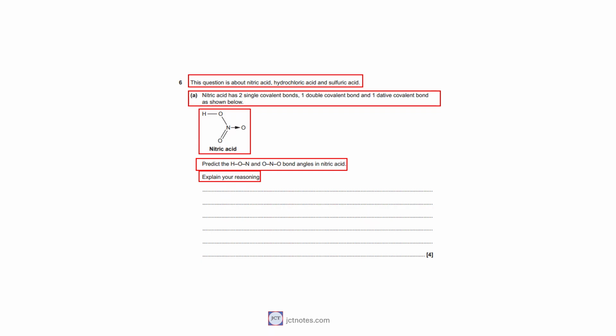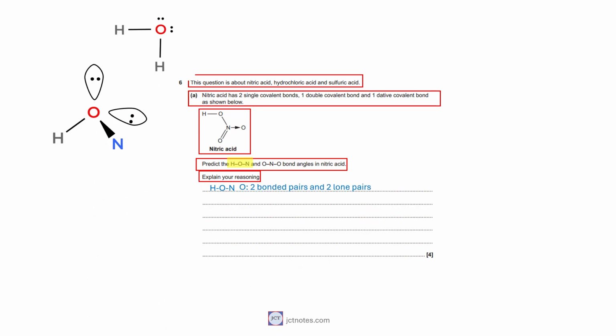First, consider the hydrogen-oxygen-nitrogen bond angle. This angle is similar to the bond angle in water. The oxygen atom forms 2 covalent bonds and has 2 lone pairs of electrons. This gives a tetrahedral arrangement of electron pairs around the oxygen atom. In an ideal tetrahedron, the bond angle would be 109.5 degrees. However, lone pairs repel more strongly than bonding pairs, so they push the hydrogen and nitrogen atoms closer together. As a result, the bond angle is reduced to about 104.5 degrees.